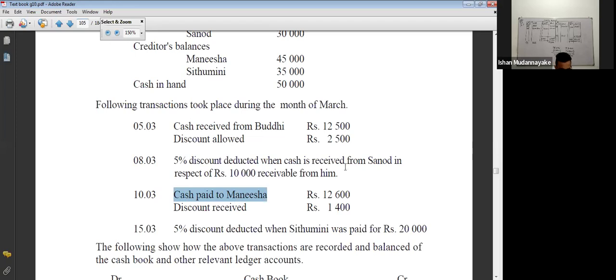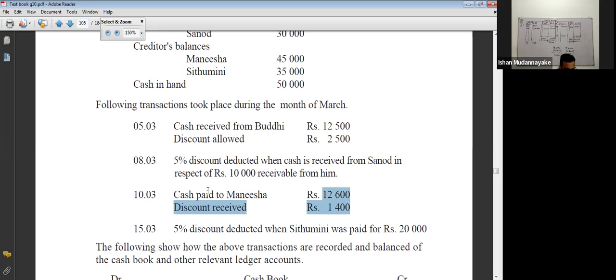Then here the total settlement is 14,000. To settle 14,000, the business organization paid 12,600 in cash, and discount received 1,400. They have especially given the paid amount. Okay, they have highlighted the paid amount.